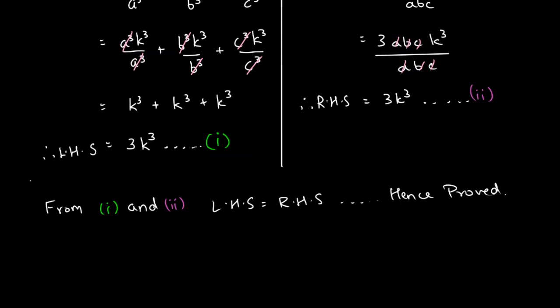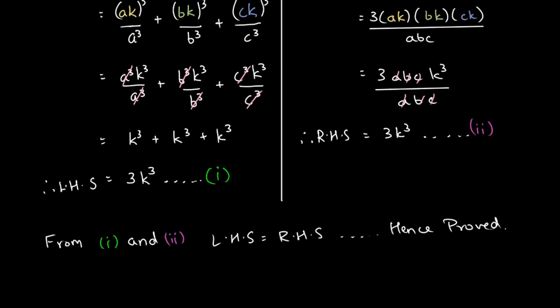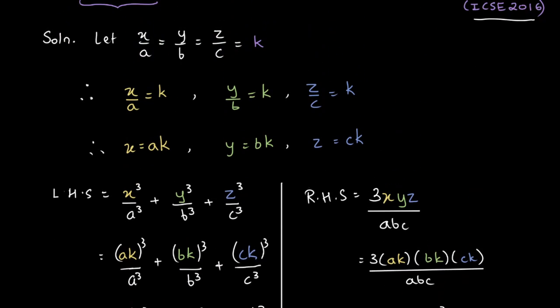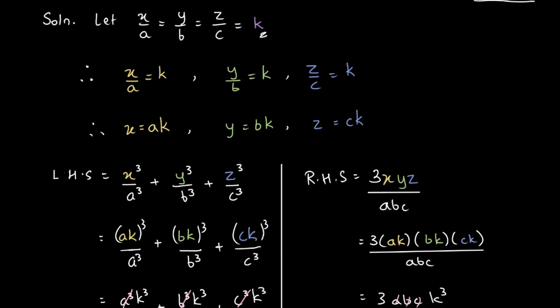Remember, whenever you're dealing with a question with multiple ratios equal to each other, all you need to do is equate them to another variable k, like we did over here, and then make an appropriate substitution and solve the sum.